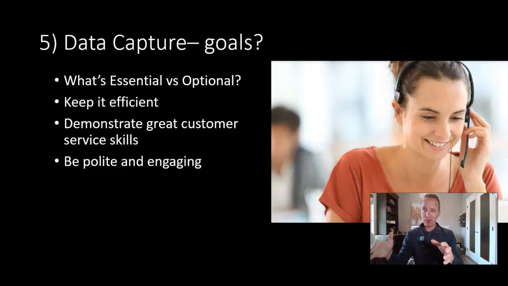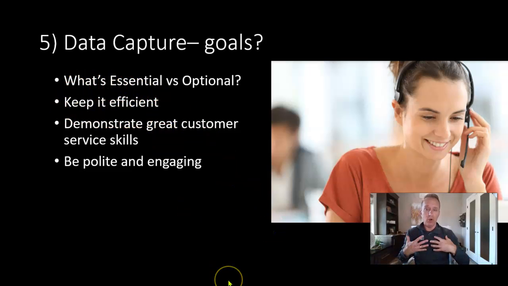And the data capture is usually where all of that time is chewed up. And most of those questions, when you really think about it, they're not incredibly essential. They might be nice to have. You might want to have those questions answered. But honestly, the data capture section needs to be pared down to just the essentials. Those other questions can be answered in other formats, an onboarding document, whatever that may look like. And that's going to help you to keep the call efficient.